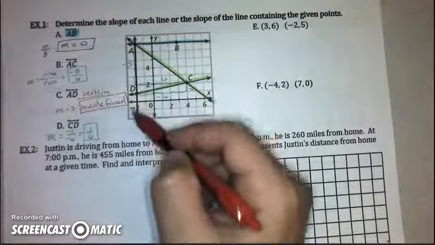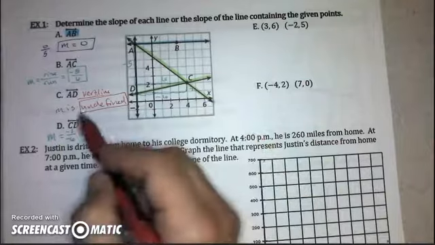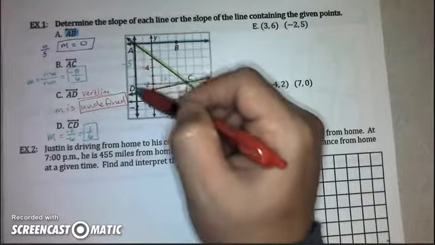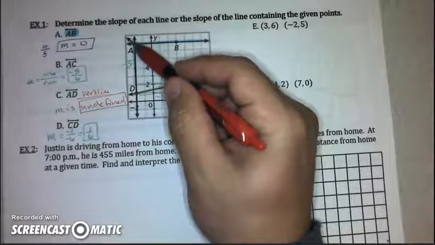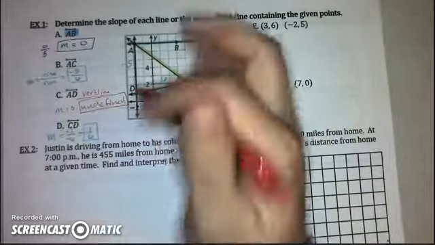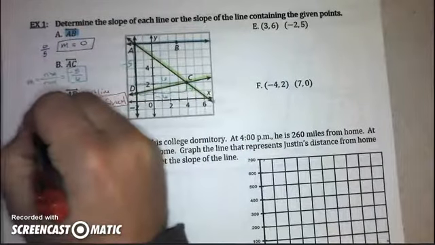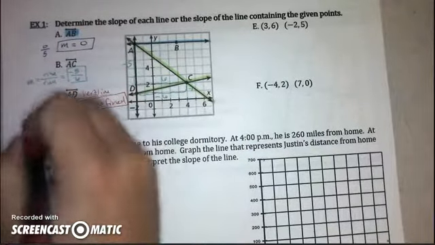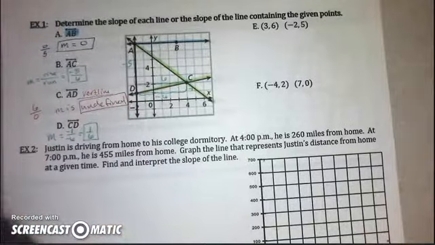Line AD is a vertical line, so it has an undefined slope. Again, if you tried to calculate that, your rise would be either negative 6 or positive 6, and then your run would be 0, which is undefined. We can't do a divide by 0 situation there.